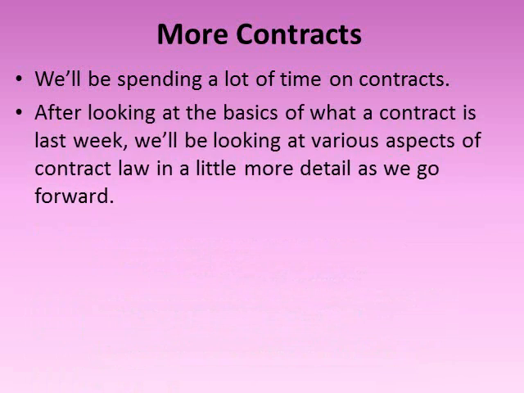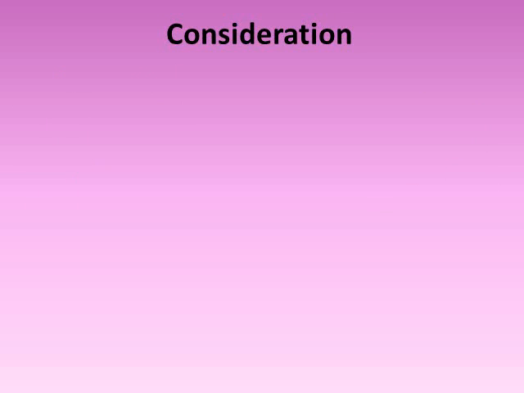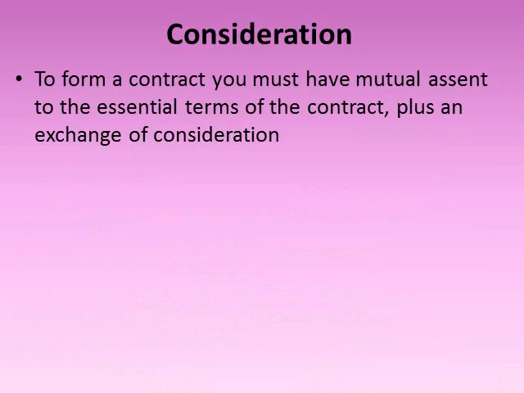So after looking at what the basics of a contract really is last week, this week we're going to start taking a more detailed look at various aspects of contract law, getting into a little bit more detail. Hopefully you remember from last week that to form a contract you have to have 2 basic ingredients: mutual assent, so that both parties are agreeing on what they're agreeing on, plus an exchange of consideration.